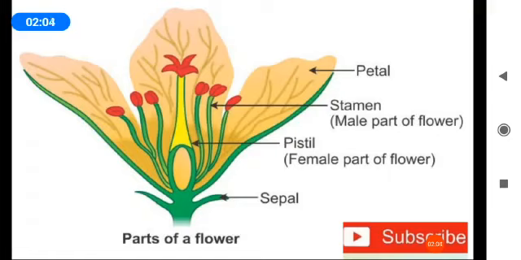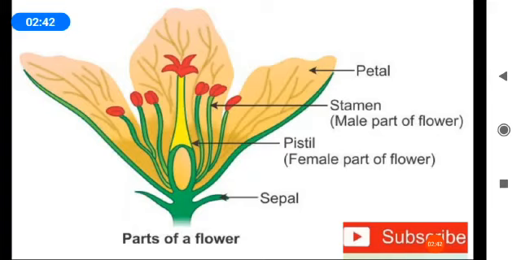So flowers are the important reproductive organ in plants. These flowers have male and female parts of reproduction. There are four parts in the flowers: sepal, petal, stamen, pistil. Sepal is the green part of the flower which protects the flower when it is a bud.